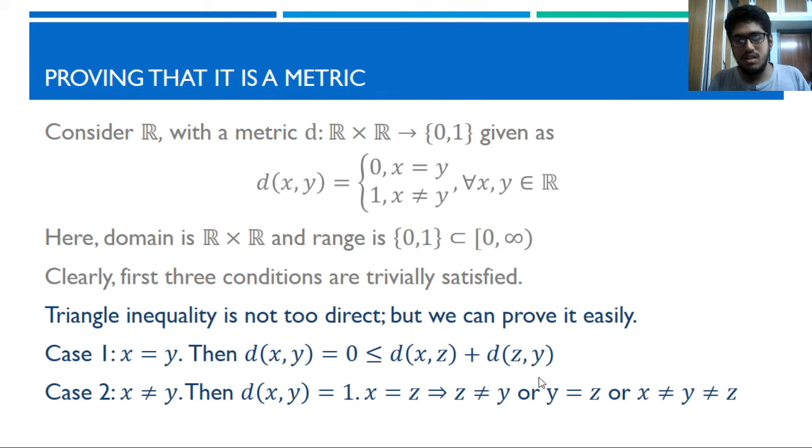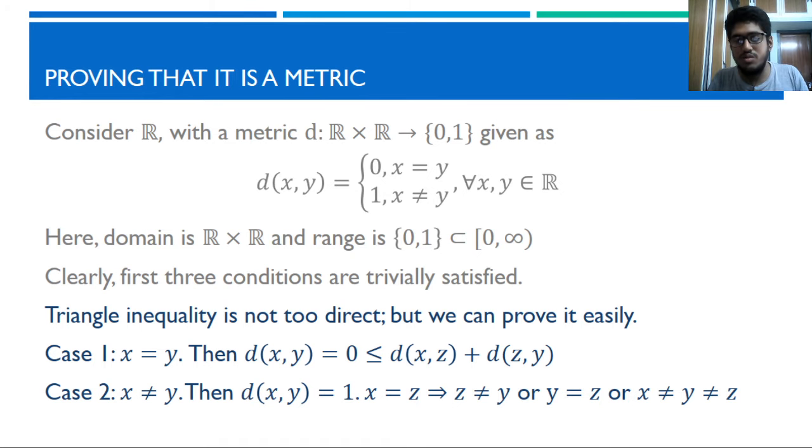Oh yeah, that's why I told you in the first case LHS is 0. In RHS it can be 0 or 2. Because suppose x is not equal, z is not equal to x, then z is not equal to y. d of x comma z will be 1 plus d of z comma y will be 1. Hence 1 plus 1, 2. So LHS will be 0, RHS will be 2.